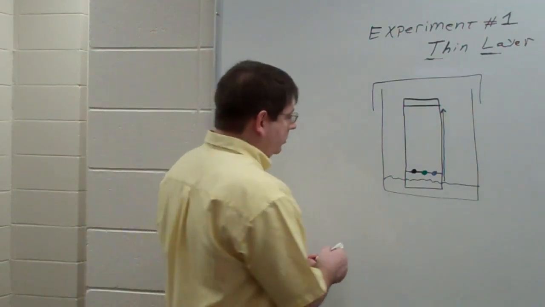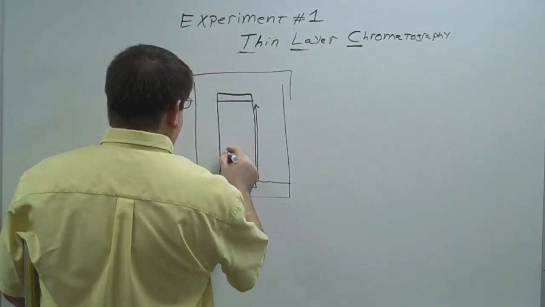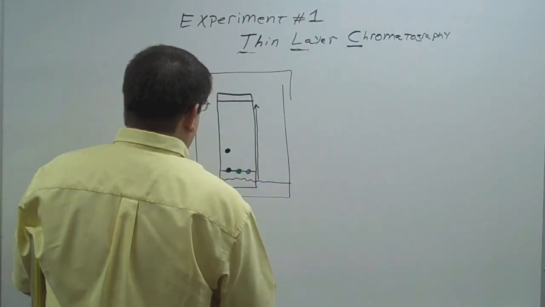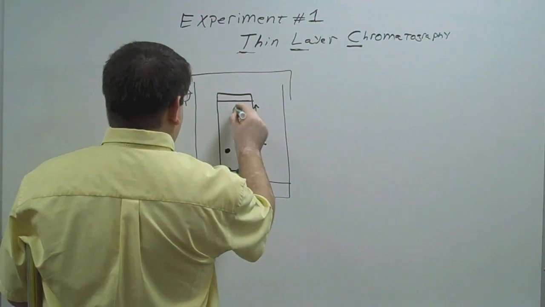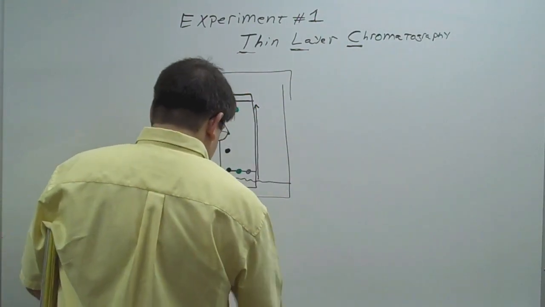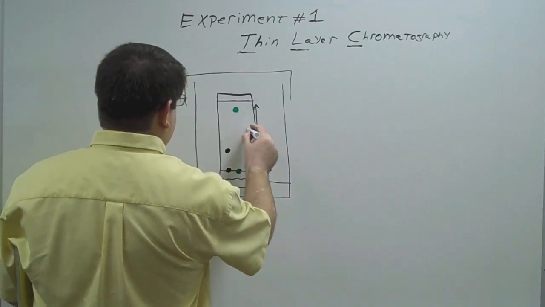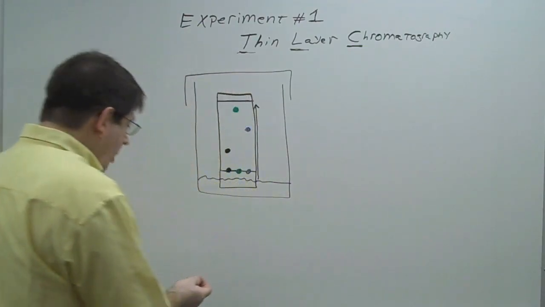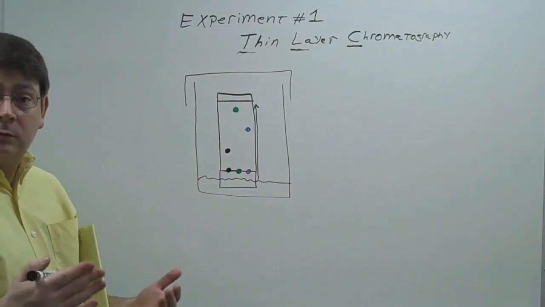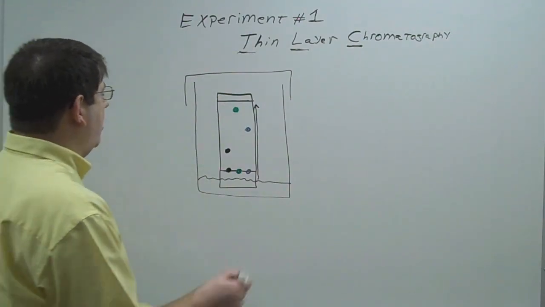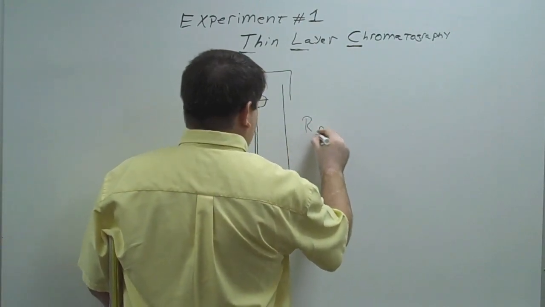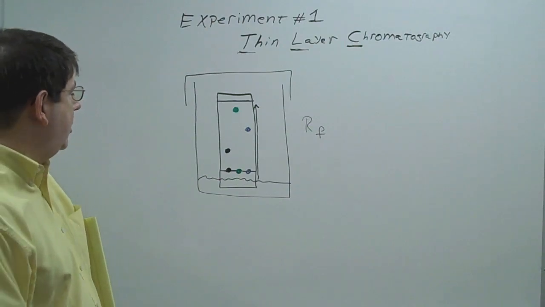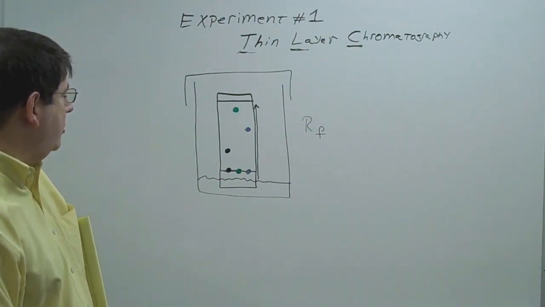Okay? And so perhaps after visualization, we notice that the black spot has moved to about there. Maybe the green spot has moved all the way up here. And perhaps the blue spot is somewhere in between. So we'll just arbitrarily put it here. Okay? And what you can notice is that the spots move different distances. And so we can define what's known as an RF value, which is a constant that allows us to define or identify particular components if we have the proper standards to do this.